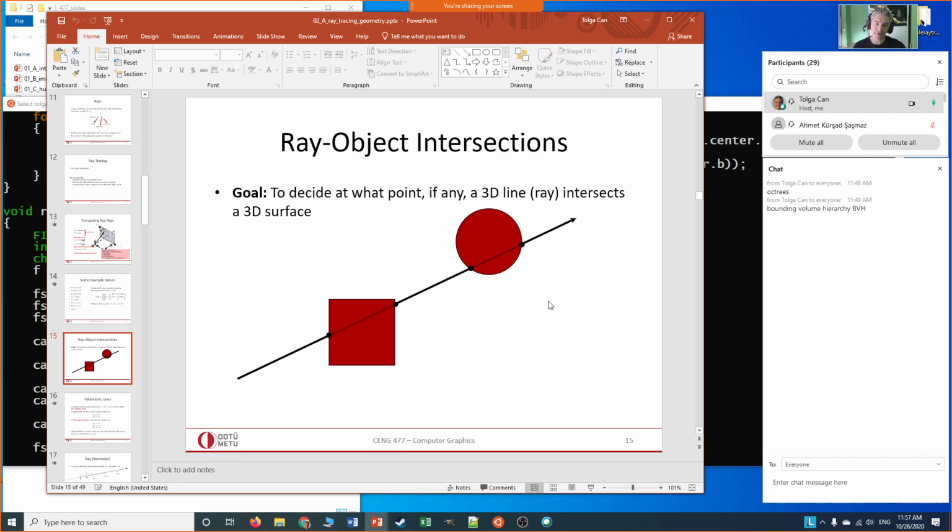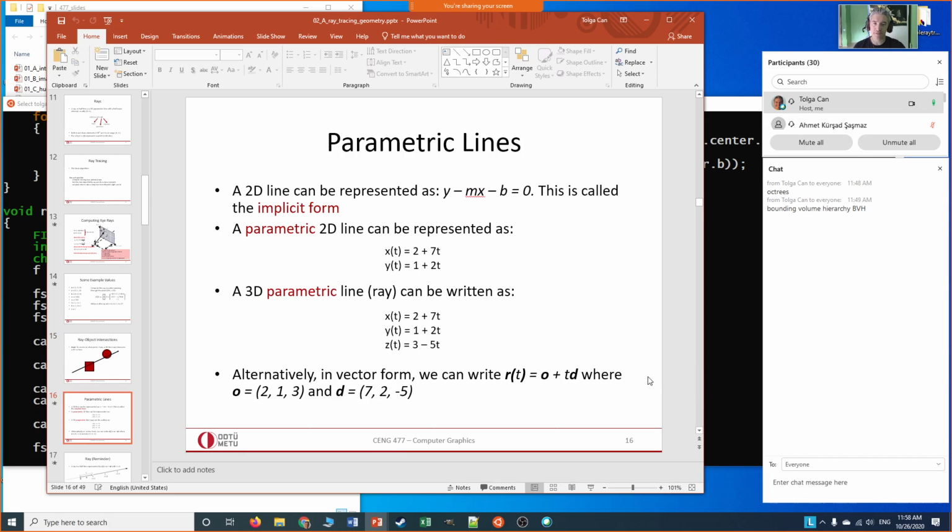So for the sphere, we are going to use the implicit sphere equation and just plug in our ray equation inside it, and it will give you a single quadratic equation with only one unknown, t, and we solve for t. And here, we already know about parametric lines.